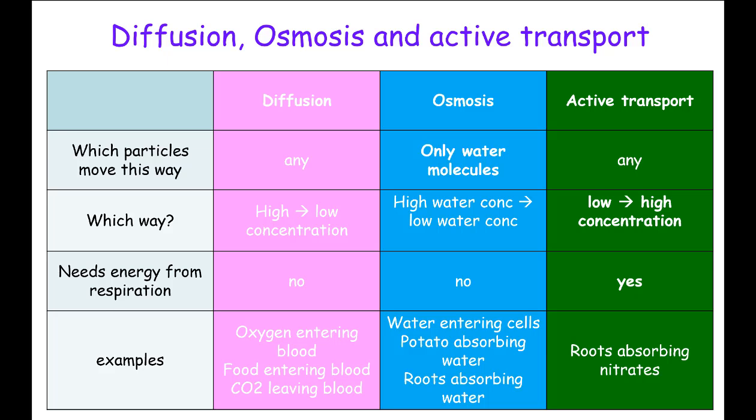Then we've got some little examples of each one here. So the ones for diffusion we've talked about is oxygen entering the blood, food entering the blood, and carbon dioxide leaving the blood. Then we have for osmosis a few little things which we're going to look at. So water entering cells, potatoes absorbing water, roots absorbing water. And a good example of active transport would be roots absorbing nitrates.